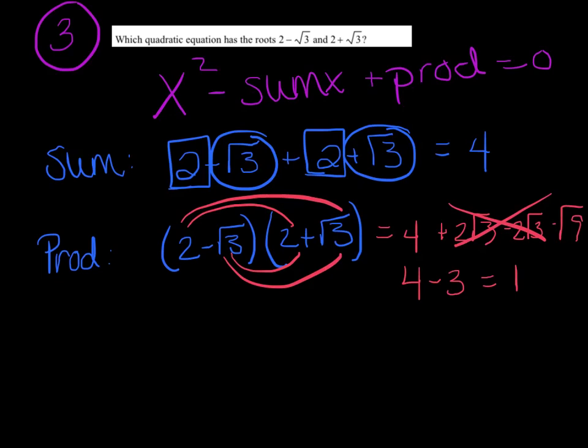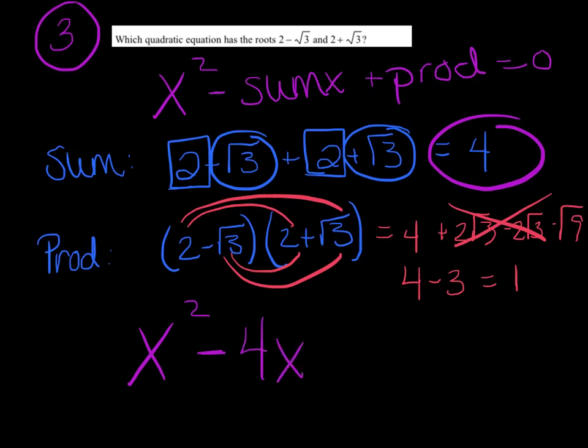So now as I put it all together, I should get x squared minus the sum. So it's always a minus sign, and then put your sum in there. So minus 4x plus my product equals 0. And there you have it.